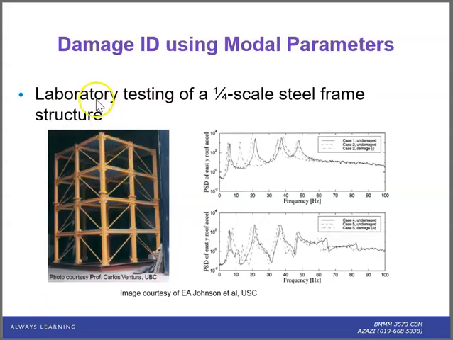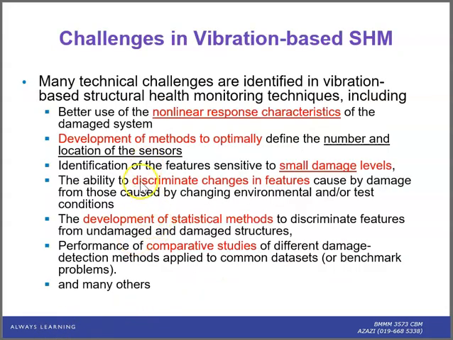And this is the damage identification using modal parameters. And this is the laboratory testing of a quarter scale steel frame structure. This is an example of the result. There are 6 cases, meaning that there are 6 types of input. As you can see from the result, case 1 is undamaged, case 2 undamaged, and case 3 is damaged. Case 4 also undamaged, case 5 undamaged, and case 6 is damaged in the result. Okay, and this is the last slide.